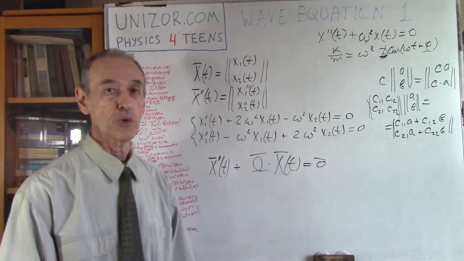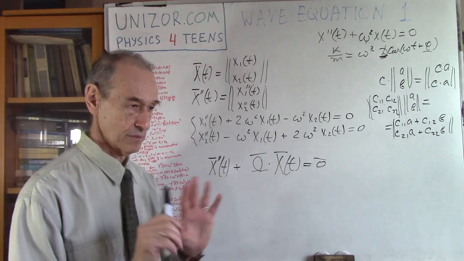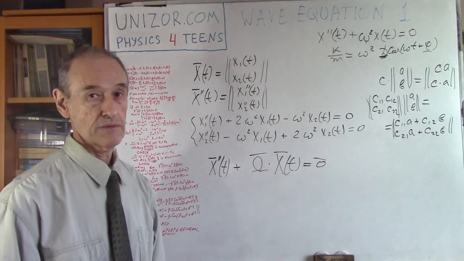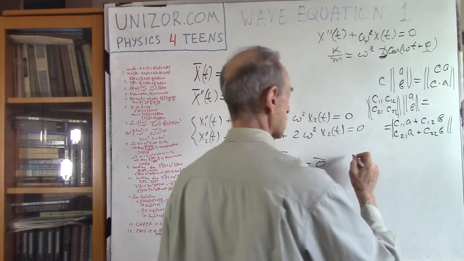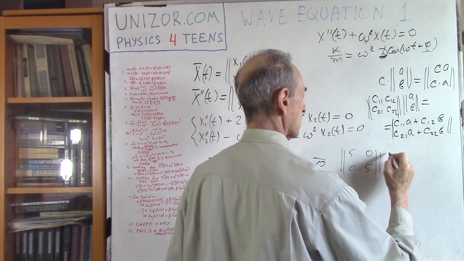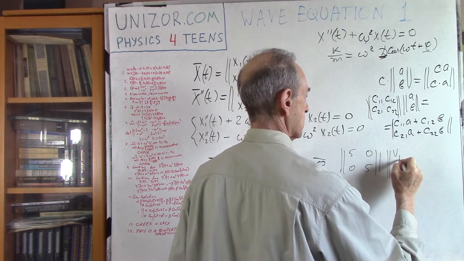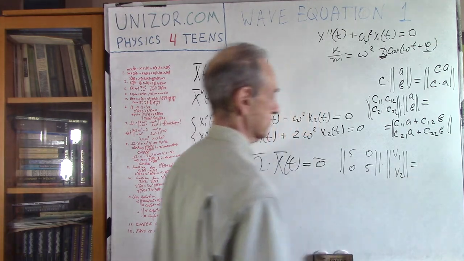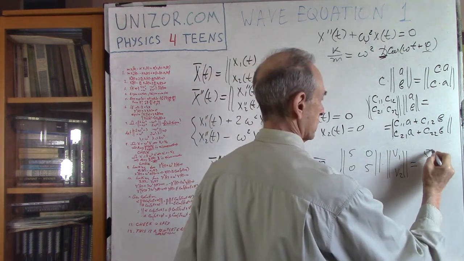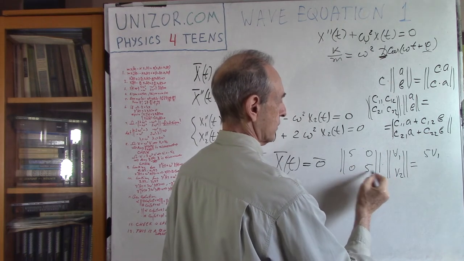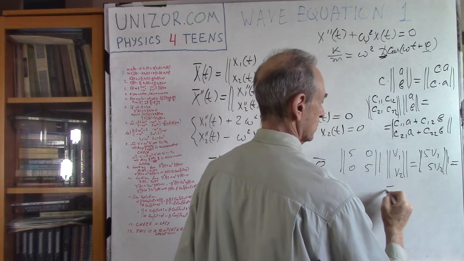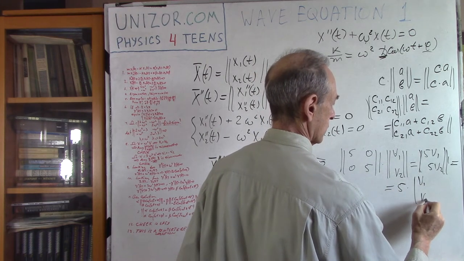And that's a very, very important moment. It's important for mathematics and for physics. What does a matrix do with a vector? Let me just give you an example. What does the matrix 5 0 0 5 do when it's multiplied by the vector v1 v2? Let's just think about what happens. Row by column, so it's 5 by v1 plus 0 by v2, so it's 5 v1. Then 0 times v1 plus 5 times v2, which is 5 v2, which is equal to 5 times v1 v2.